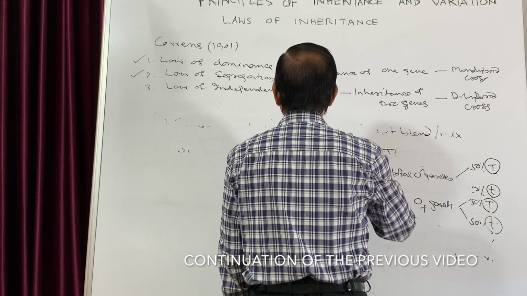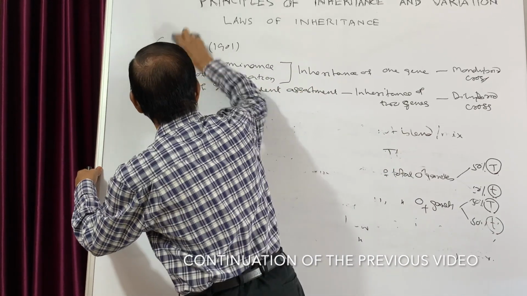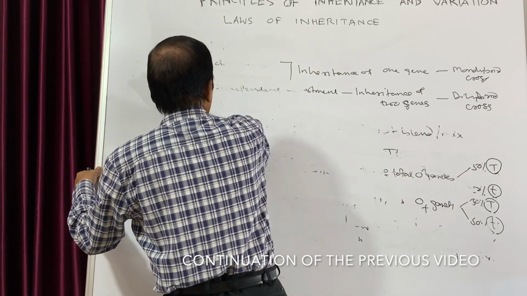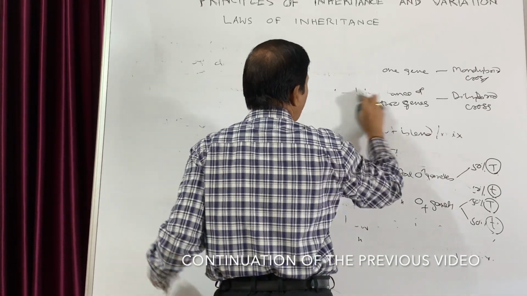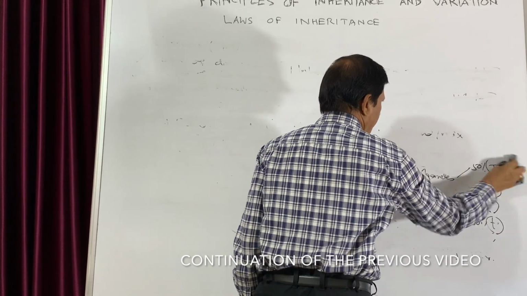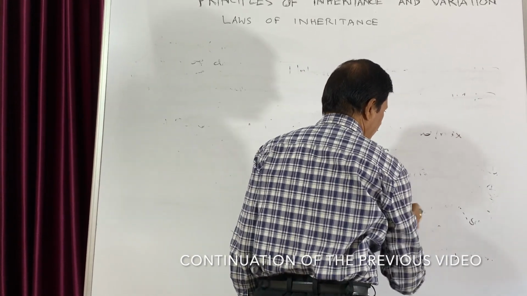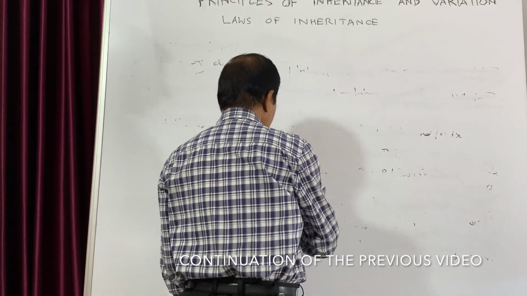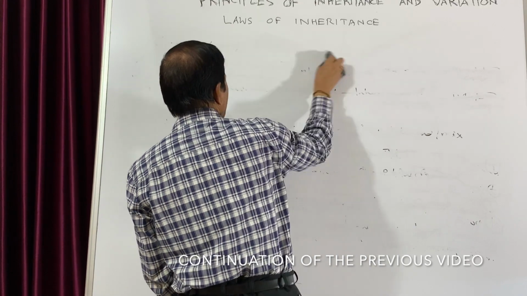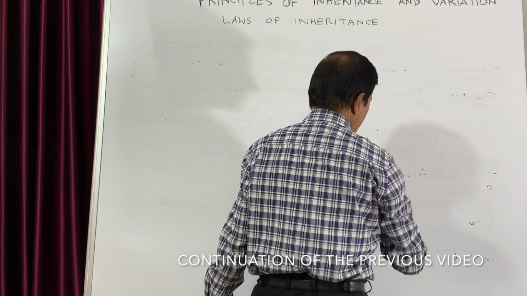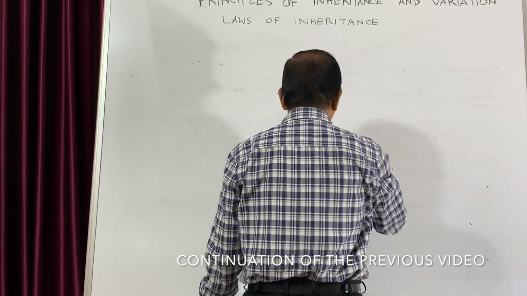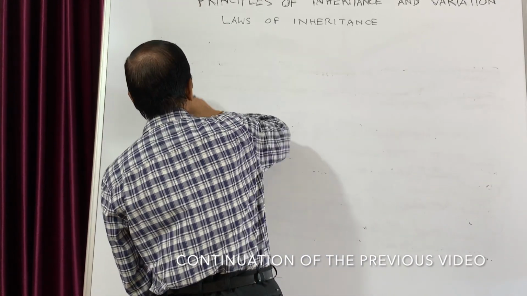So in the case of a dihybrid cross, the plants were crossed which differ in two pairs of contrasting characters. In one of the crosses, Mendel took the shape of the seed and the color of the seed and worked out how the law of independent assortment is working.